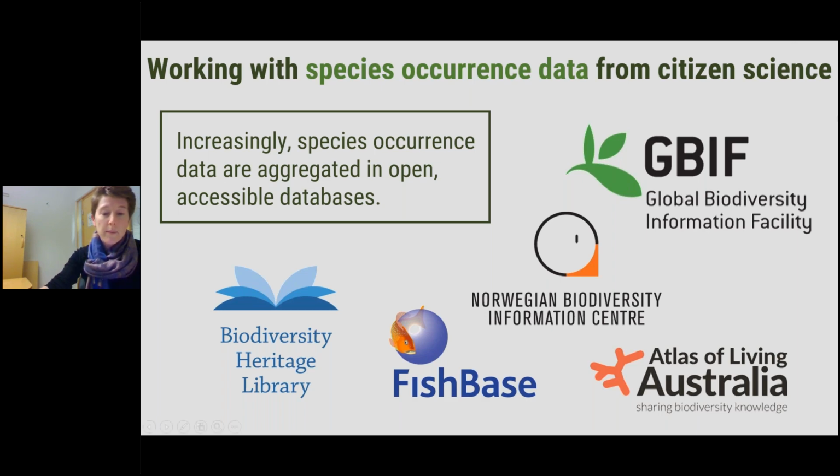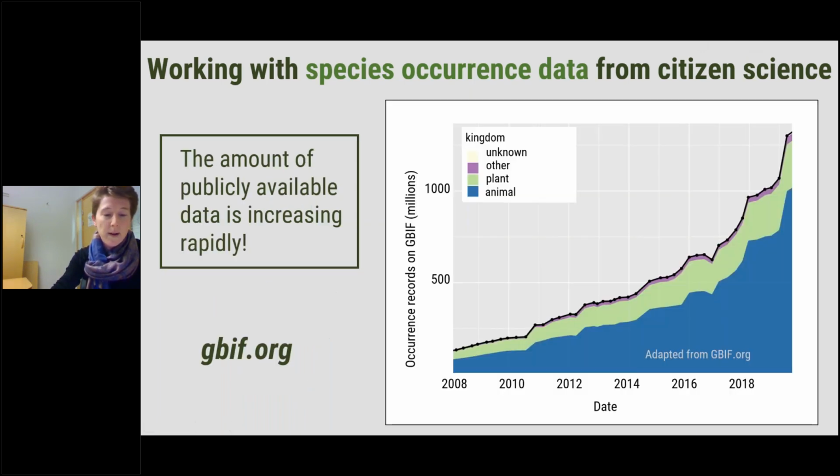The logos shown here are from some of the biggest and most well-known, but there's probably hundreds to thousands of small databases that target more specific regions or taxa as well. Just to give you a sense of the type of numbers that we're talking about, this is a now slightly outdated figure from the website of GBIF, or the Global Biodiversity Information Facility, which is a major repository of this type of data. It shows the growth of species occurrence data that's available on GBIF. The number of observations numbers well over 1 billion. So if you're new to publicly available species occurrence data and just want to get a sense of what's out there, I recommend just starting out right here on gbif.org and exploring that.